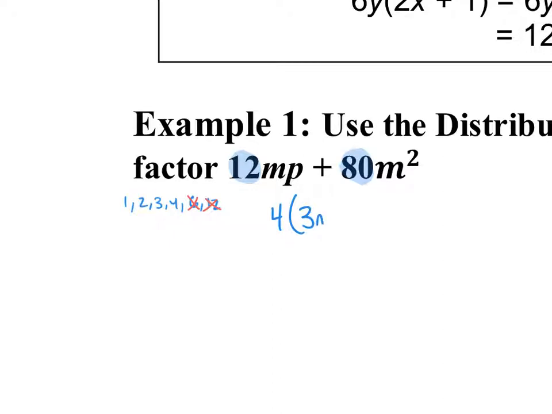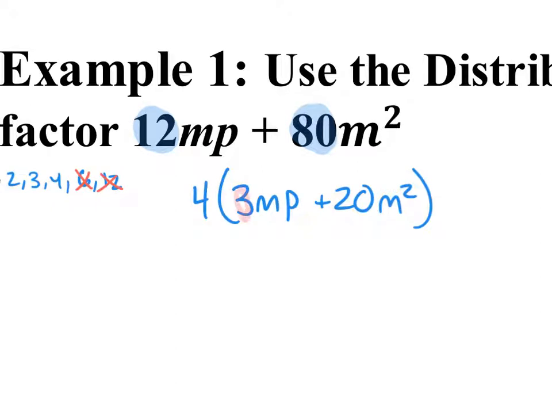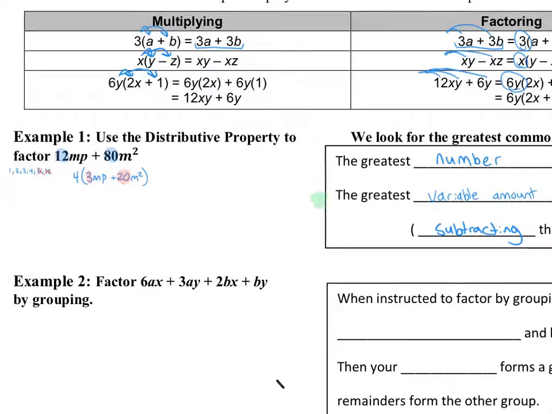And what that's going to change things to is this. 80 divided by 4 is 20. We've gone through and figured out the largest number I can divide both 80 and 12 by. It's a 4. You'll know you selected the greatest common factor when this 3 and 20 no longer share any more divisors. I can't divide both 3 and 20 by the same number, so that's how I know I'm good to go. Now what you need to recognize is we have to check for the greatest variable.